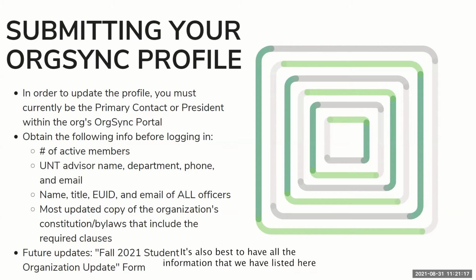It's also best to have all the information that we have listed here. So the number of active members, the UNT advisor, so your name, your department, phone, and your email as well. And then we also need the name, title, and the EUID and email of all officers who are in the organization, and they need to all be listed on OrgSync, just so that we can make sure we have the right numbers and that anyone that needs to receive notification is able to do so.